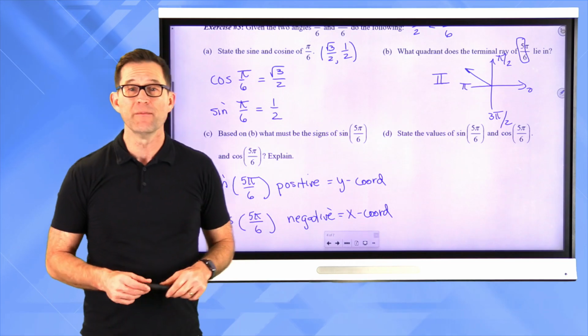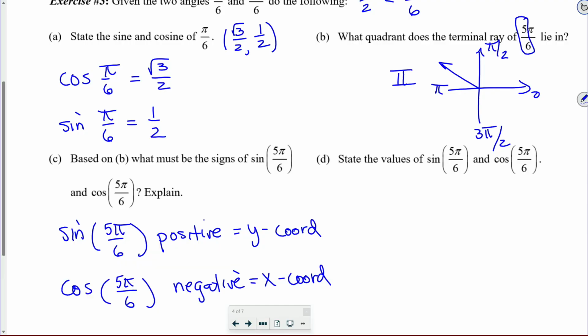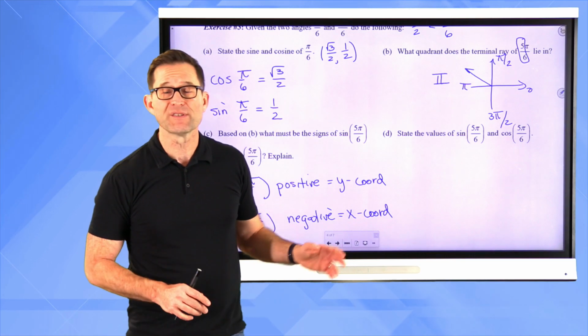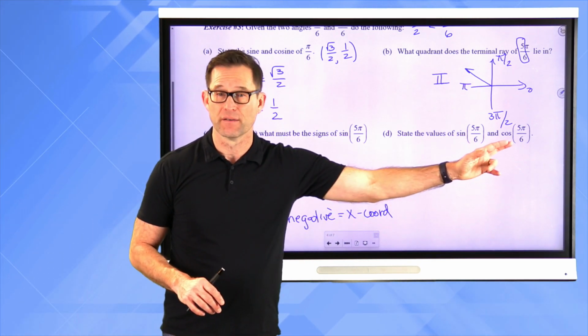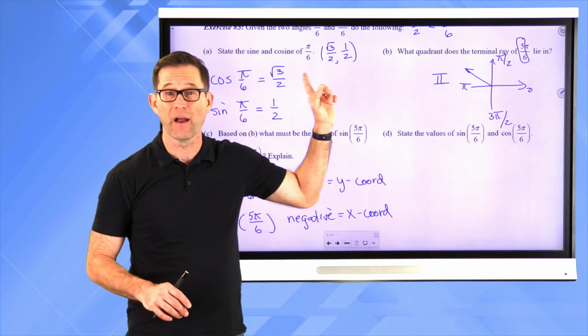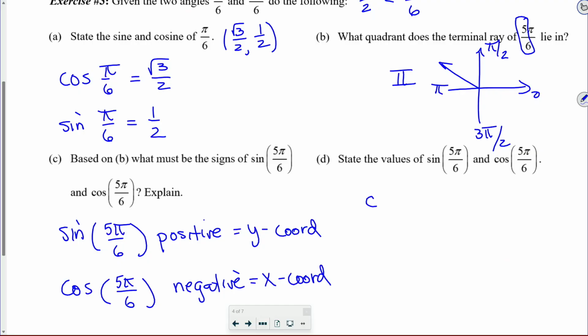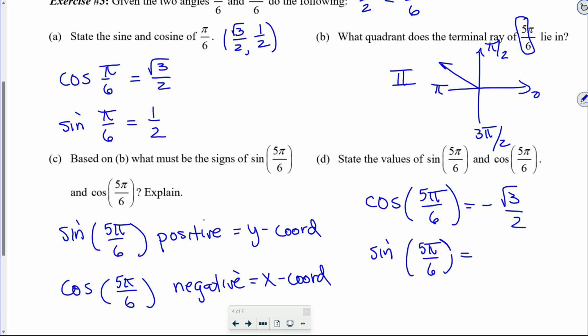So now letter D, state the values of sine 5 pi over 6 and cosine 5 pi over 6. Well, the reference angle for 5 pi over 6 is pi over 6. So the cosine of 5 pi over 6 must be equal to negative root 3 over 2, and the sine of 5 pi over 6, by the way, the parentheses aren't necessary around the angle there, but you can have them, is equal to positive 1/2.